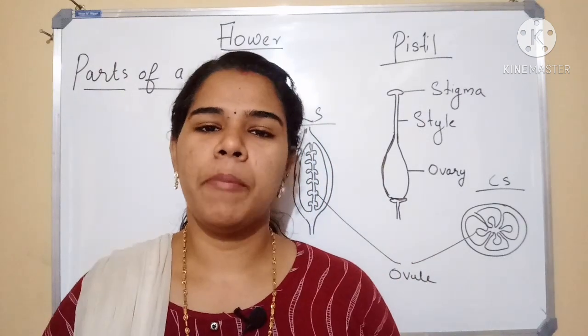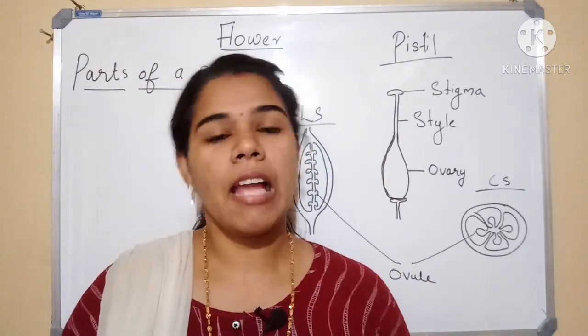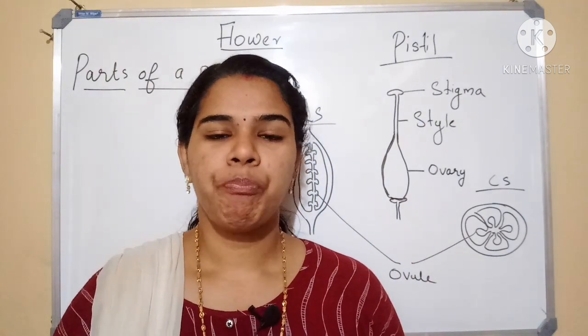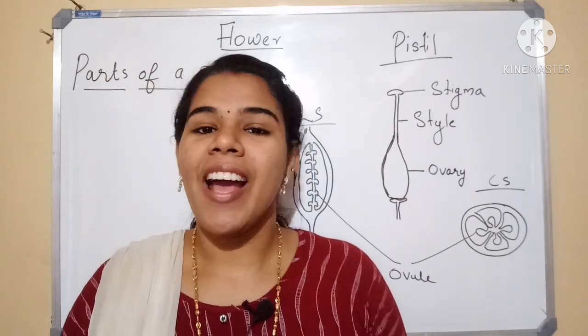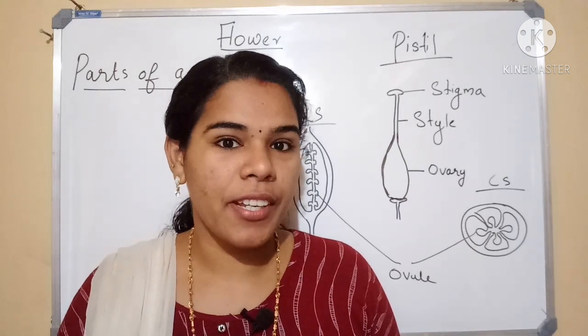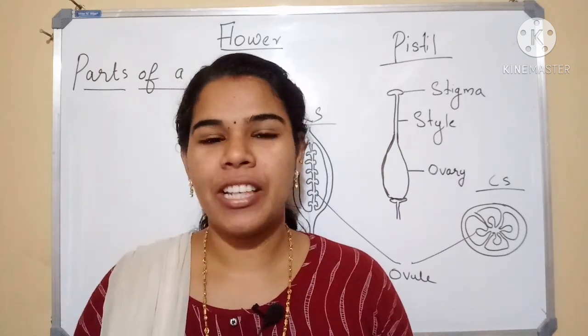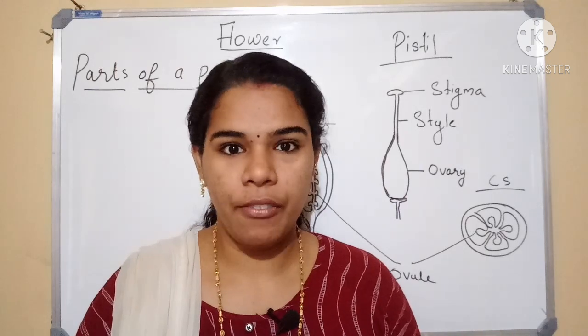Today we learned about the parts of the pistil and the parts of the stamen. So observe your surroundings, find different flowers, observe the inside and outside of the flower, and find the differences between each and every flower.